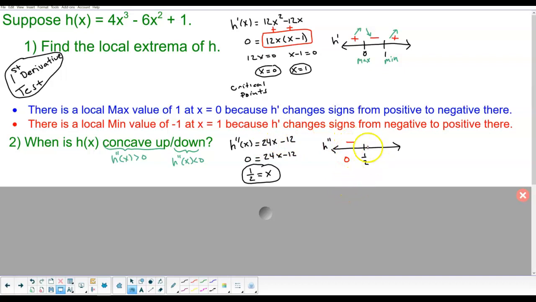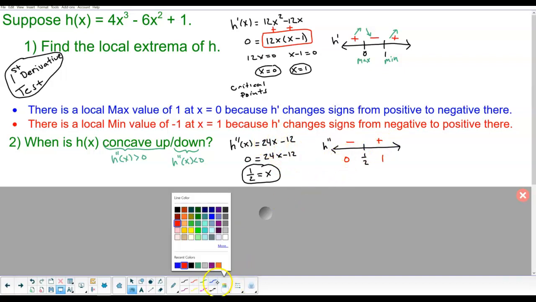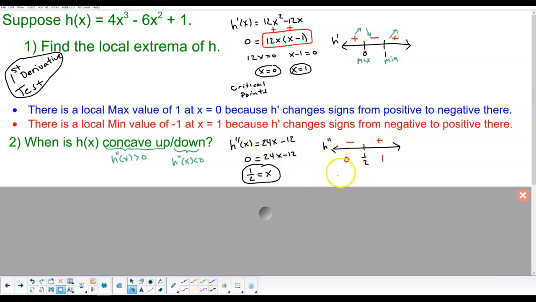So the second derivative will be negative to the left of 1/2. To the right of 1/2, let's pick another friendly number, 1. If I plug 1 in here, I end up with 24 minus 12, which is a positive. Now you could also say the graph of the second derivative is a linear function, so notice its outputs are going to be negative to the left of 1/2 and positive to the right of 1/2. So it's two ways to analyze that.